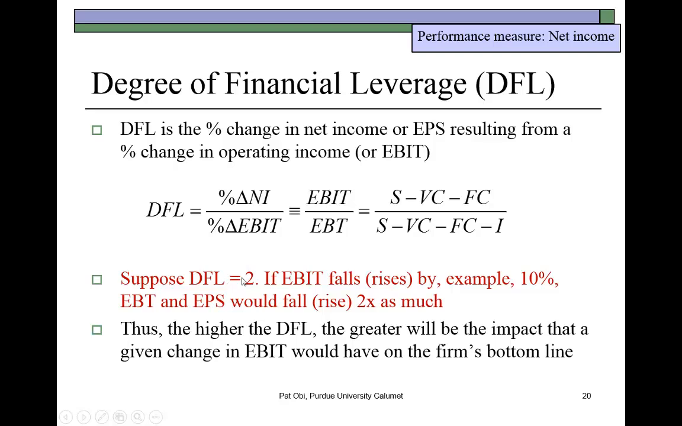telling you therefore that the larger this number is, the greater would be the adverse impact that a given decline in EBIT would have on the firm's net income. Because if this DFL, for example, were to be 5, then if EBIT were to drop by 10%, then it tells you that net income would drop 5 times as much, which means it'll drop by 50%. In this example where DFL is 2, it's telling you that your net income would drop twice as much, or by 20%, which is 2 times 10.